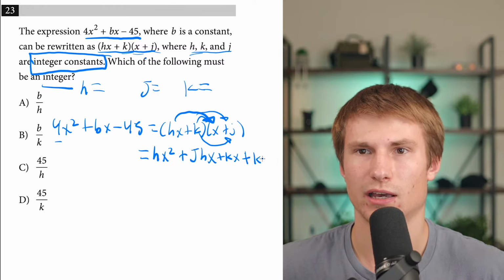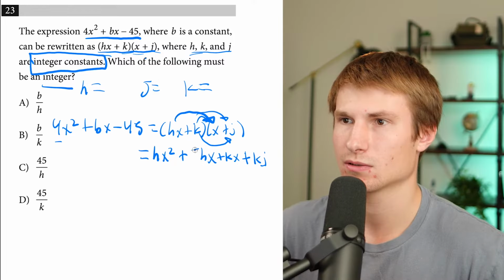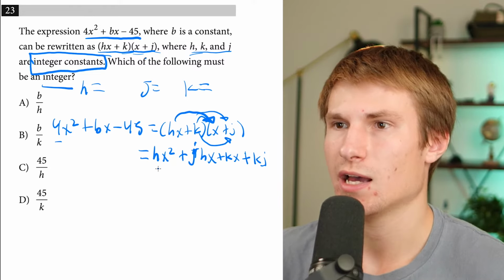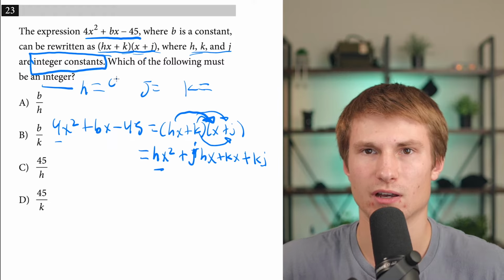Plus kj. There we go. Okay, and let me turn this capital J back into a lowercase. Okay, that's a lowercase j. All right. So from here, we see that this hx squared is our only x squared value. That means that this h must equal 4. So we have the value of h now.